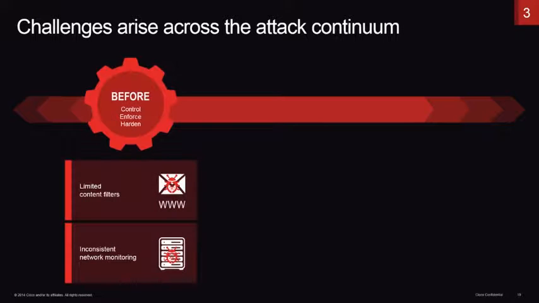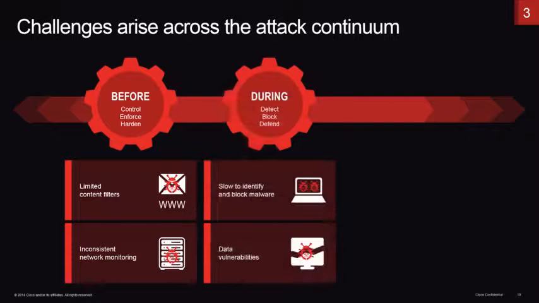The CIO is concerned the current security solution only has limited content filters and network monitoring. This is the first line of defense to keep out suspicious threats. Without an advanced solution, they are susceptible to attack. When an attack does eventually come, the current solution is slow to identify the threat, thus giving attackers more time to create havoc on the network.